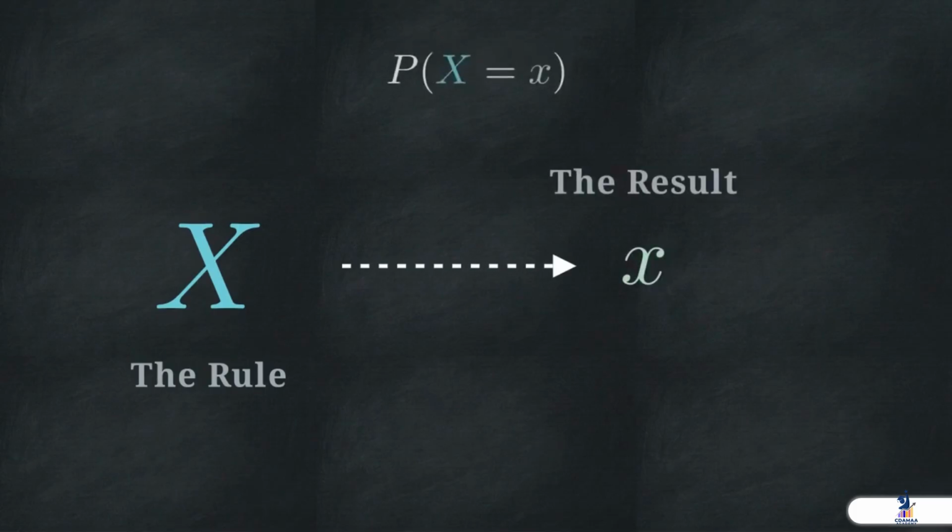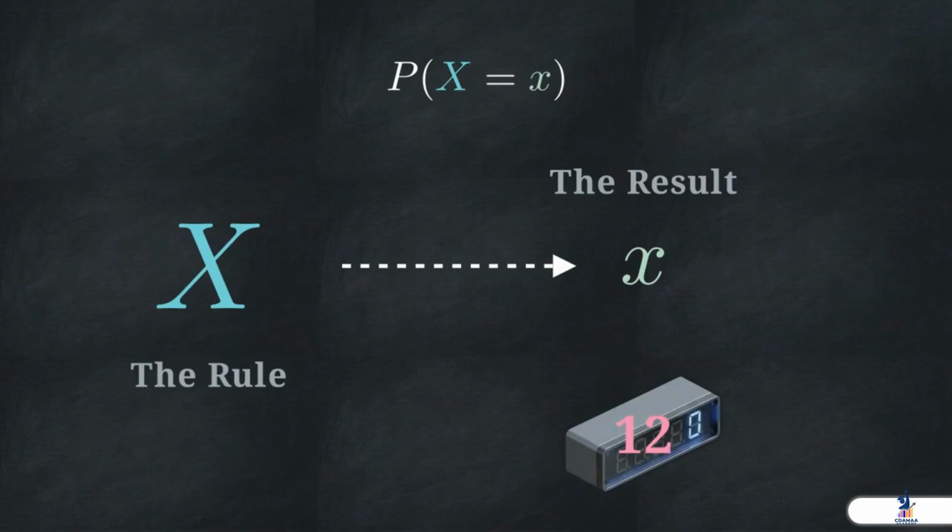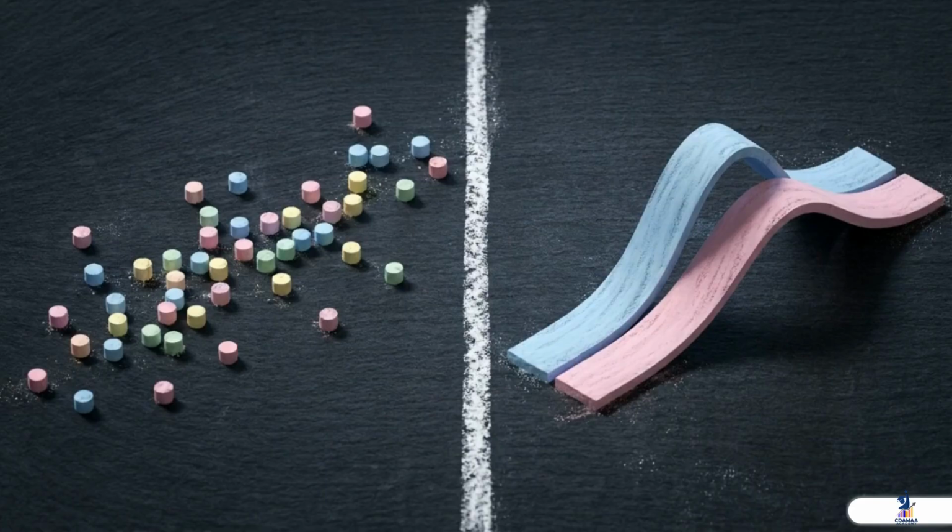The notation distinguishes the rule from the result. A capital X represents the random variable itself, the rule, while a lowercase x represents a specific numerical value it might equal after an experiment occurs. Once an outcome is mapped to a number, the mathematical path splits into 2 distinct categories based on the type of output the variable produces.